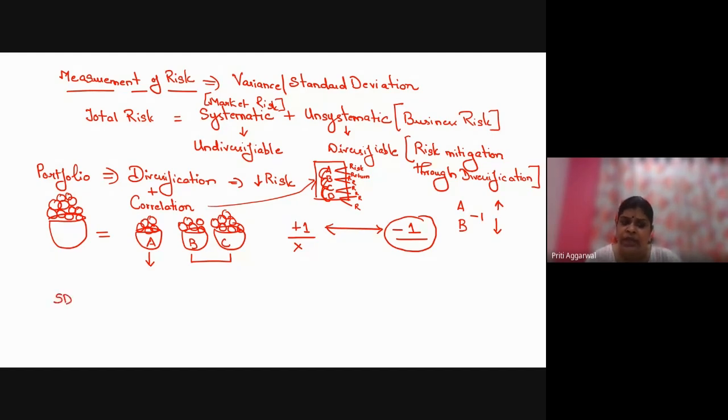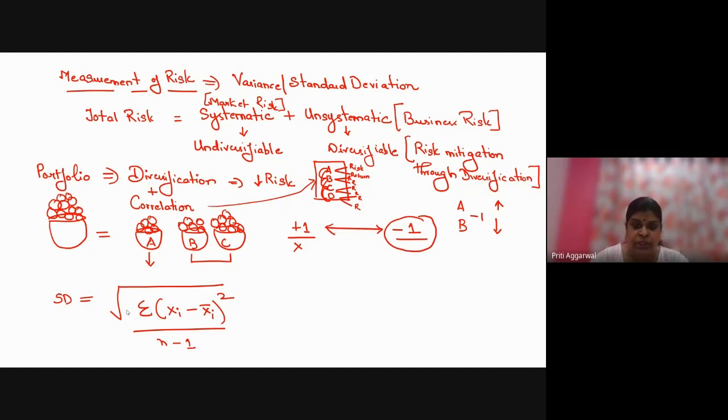So the standard deviation of a security, as we all are aware, is given as the summation of all your xi minus your x bar, that is your expected return, raised to 2, upon n minus 1. Why I use n minus 1 is because I am not dealing with the entire population, but I am only taking out a sample. It is not feasible, it is not possible for me to study the entire population, right?